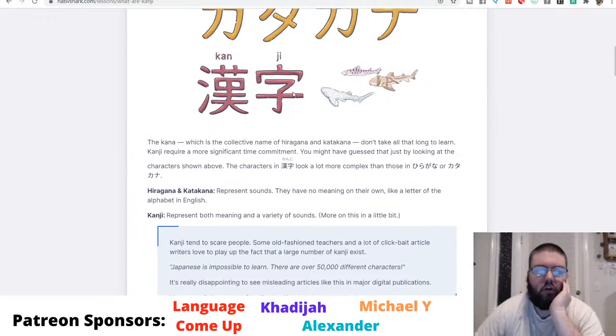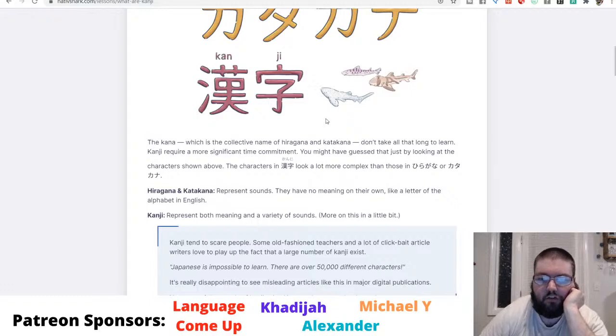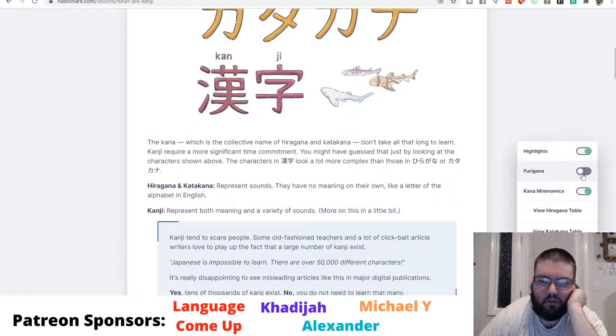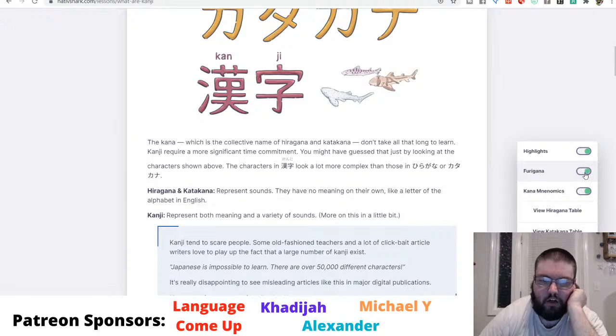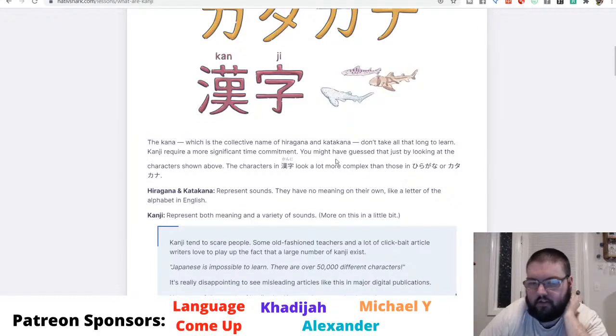Okay. The kana, which is the collective name of hiragana and katakana, don't take all that long to learn. Kanji require a more significant time commitment. You might have guessed that just by looking at the characters shown above. The characters, kanji. Okay, so this is where the furigana thing comes in. All right, cool. I'm going to leave it on for now, but that makes sense. Looks a lot more complex than those hiragana or katakana.